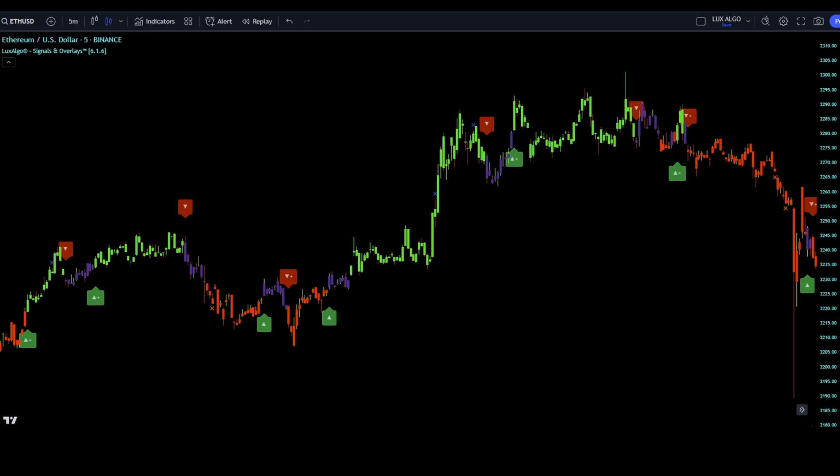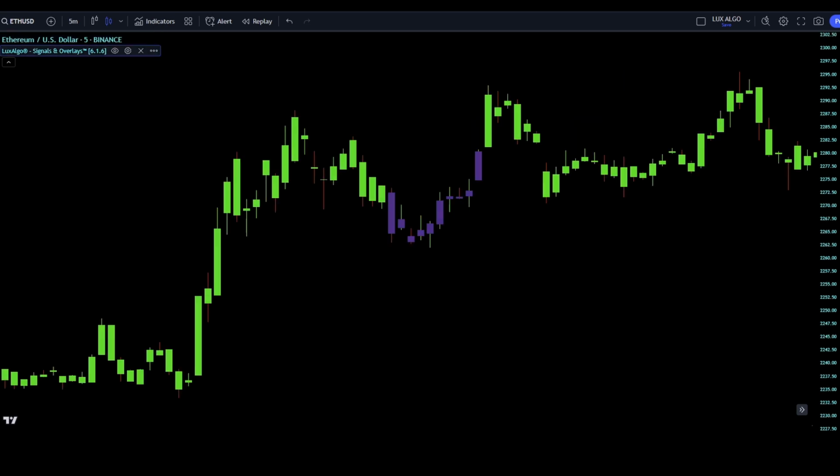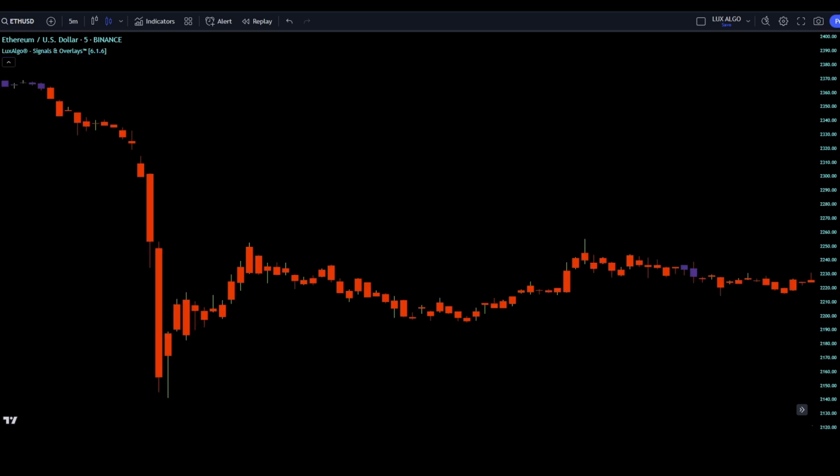For our strategy, we are going to use the candle coloring as well. The green candles represent strong bullish activity, and the red candles represent strong bearish activity.